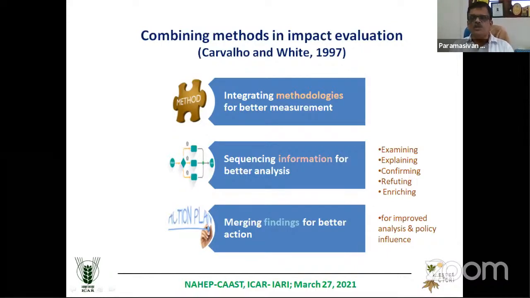And refuting. You can use the qualitative method, some result has come. You are using a quantitative method because you are not agreeing to the result of the qualitative research, and you are refuting the finding. And again, enriching. Normally 95% of the time we are putting both methods together only to enrich. You collect the data using the questionnaire, and you also ask some open-ended questions. Open-ended questions will be the explanation for whatever you got in your questionnaire.